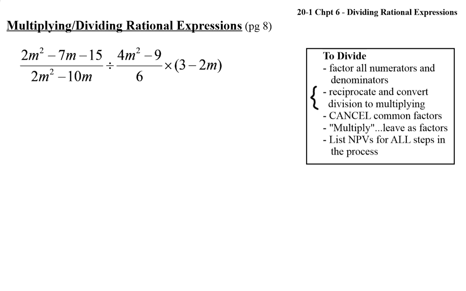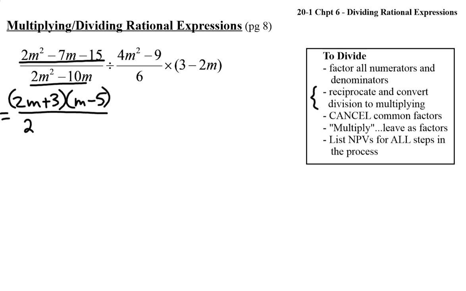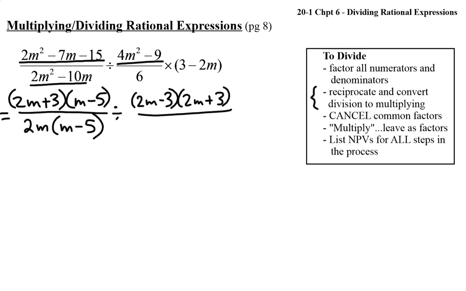Here we go. So 2m squared minus 7m minus 15. If you do decomp, you end up with 2m plus 3 times m minus 5 over, here we have GCF, factor out a 2m, and we get m minus 5. Divided by 4m squared minus 9 is a difference of squares. We're left with 2m minus 3 times 2m plus 3 over 6. Nothing happens there. And we're multiplying that by 3 minus 2m, which is over 1.